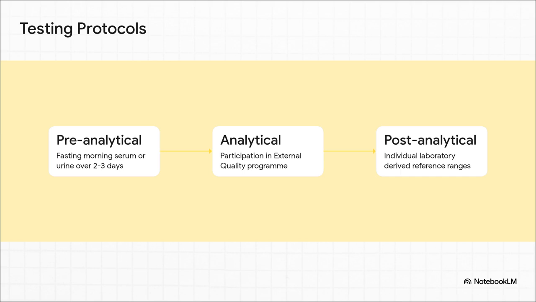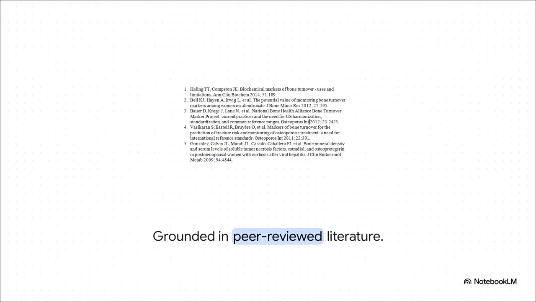On the analytical side, labs must participate in external quality programs to help standardize all those chaotic variations we talked about. And post-analytically, labs need to derive their own reference ranges tailored specifically to their local population so we can actually interpret things correctly. Now, of course, none of these strict protocols were just invented out of thin air. This whole investigative framework is deeply grounded in rigorous, peer-reviewed scientific literature. The clinical significance of predicting bone loss, classifying resorption versus formation markers, and mapping out all that analytical variability, it's all built squarely on the foundational work of global experts in bone health and chemical pathology.